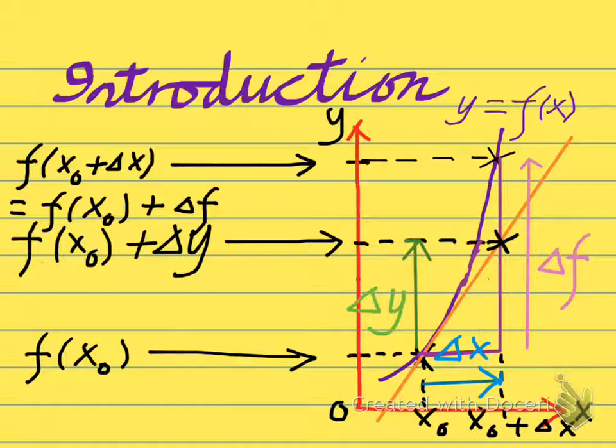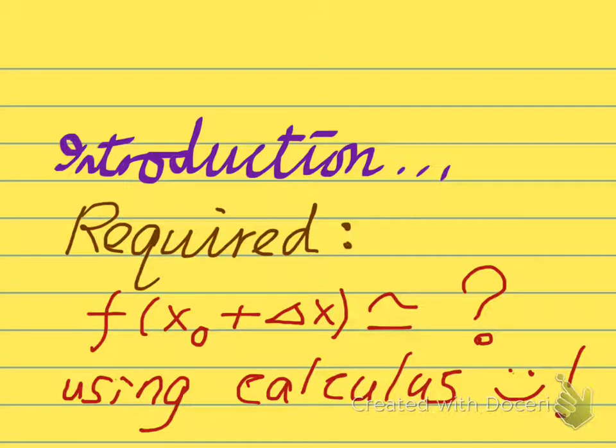y equals f at x0, to the point where x equals x0 plus delta x and y equals f at x0 plus delta y. And finally, delta x indicates the increment in x from x0 to x0 plus delta x. Guys, can you see any association between delta y, delta f, and delta x? Yes, what we're going to do now is to approximate the value of f at x0 plus delta x using calculus.